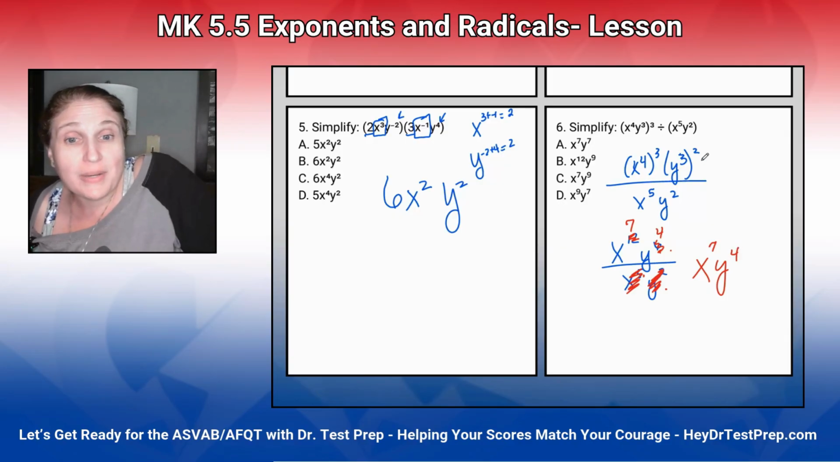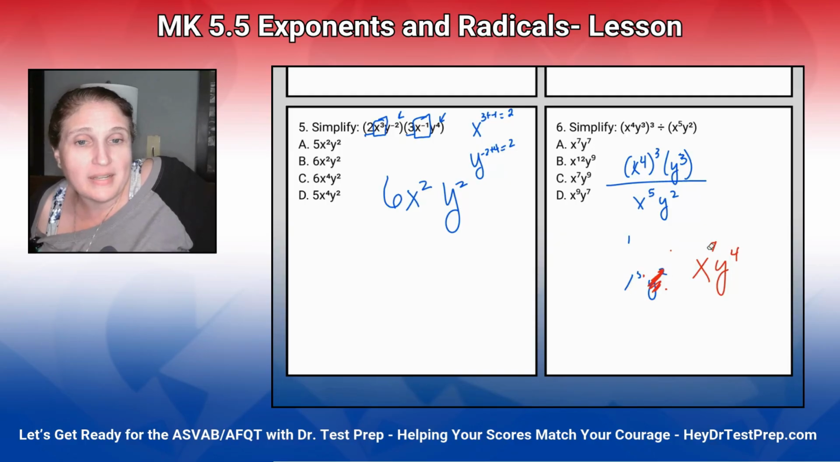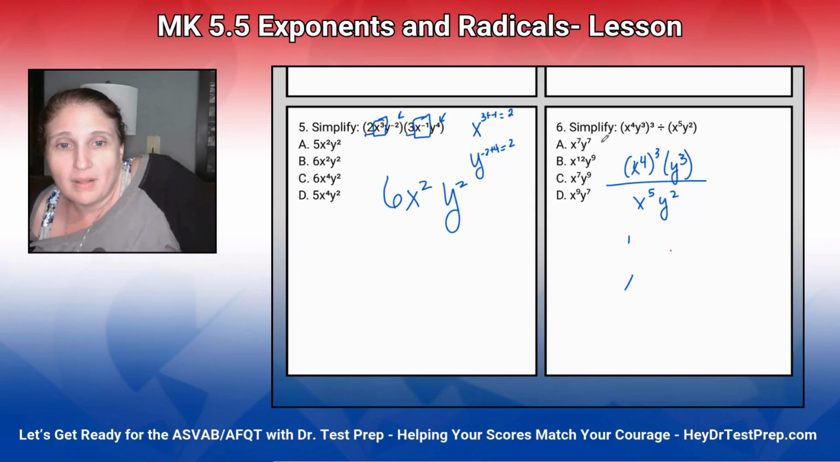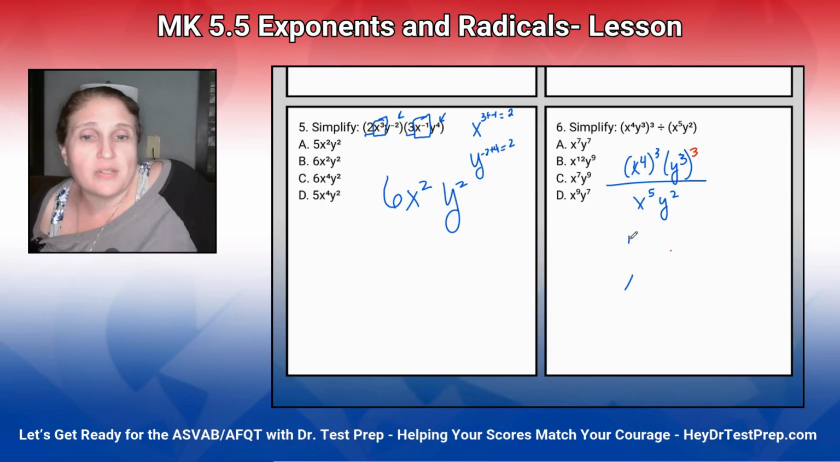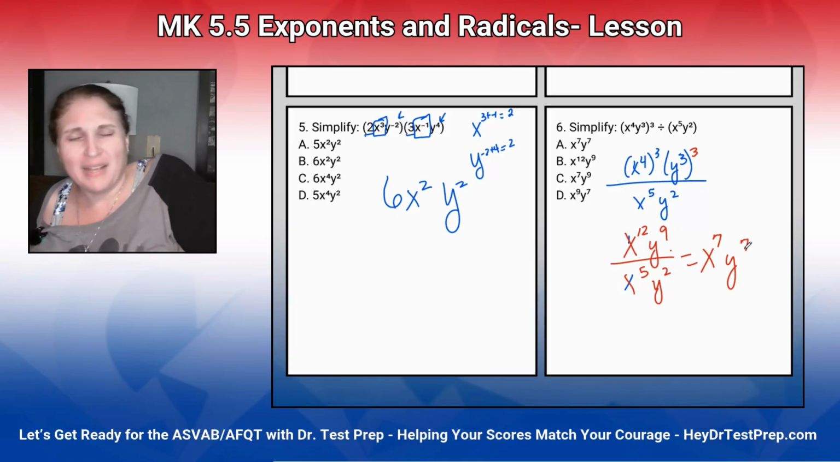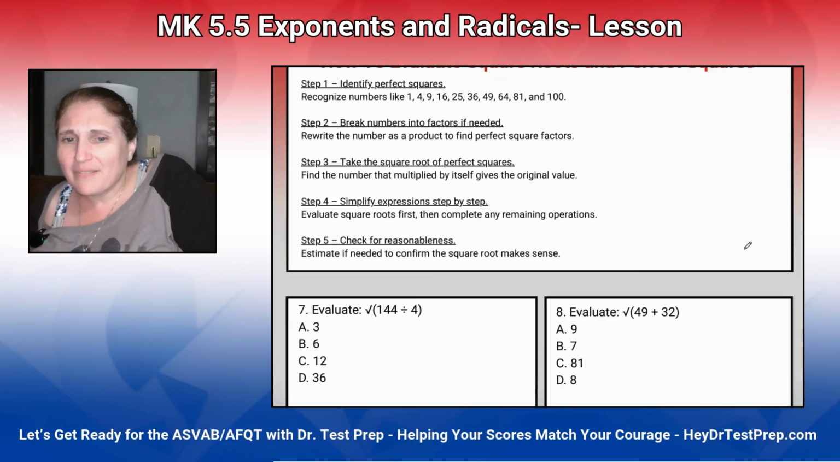Oh my gosh, do you see what I did wrong? I separated it out, but I did not separate it out correctly. I put a squared instead of a cubed. This should have been cubed. So I had x to the 12th, y to the 9th over x to the 5th, y squared. So that still gives me x to the 7th, but it also gives me y to the 7th. I thought I checked these after my other mess up.